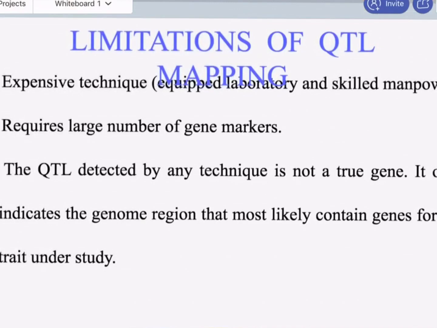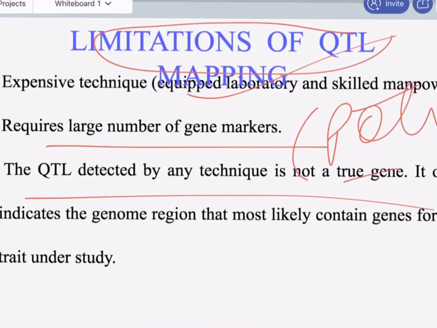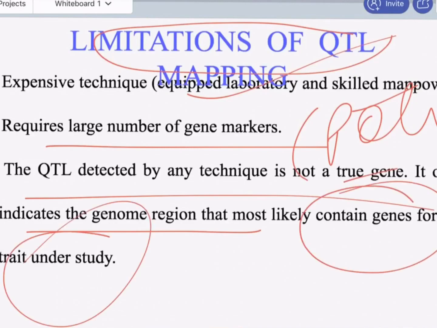Now, there are some limitations of QTL mapping as well. It requires an equipped laboratory and skilled manpower. It requires a large number of gene markers, and they should be polymorphic. A QTL detected by any technique is not a true gene. It only indicates the genomic region that most likely contains genes for the particular trait.